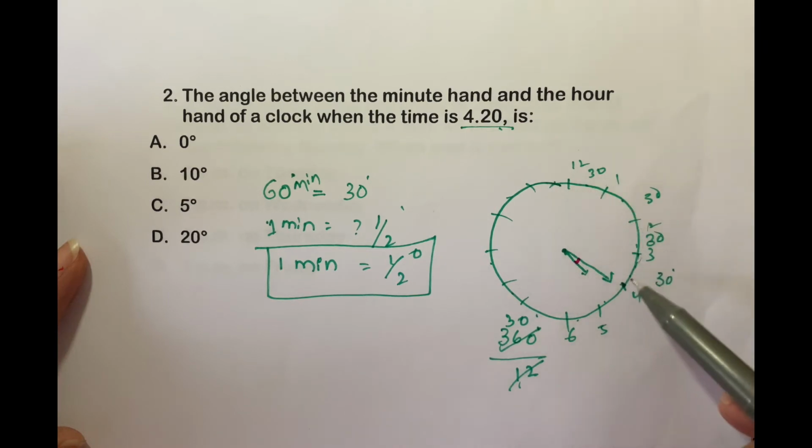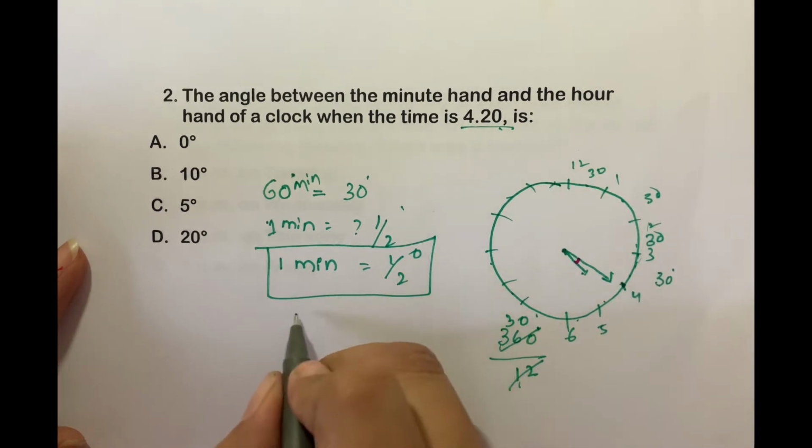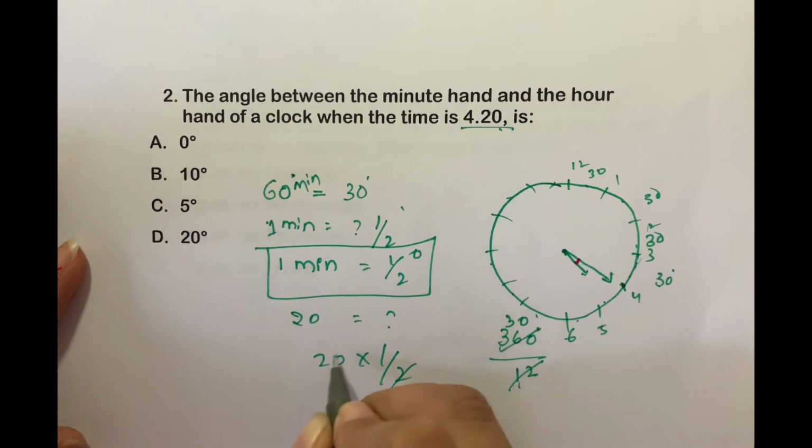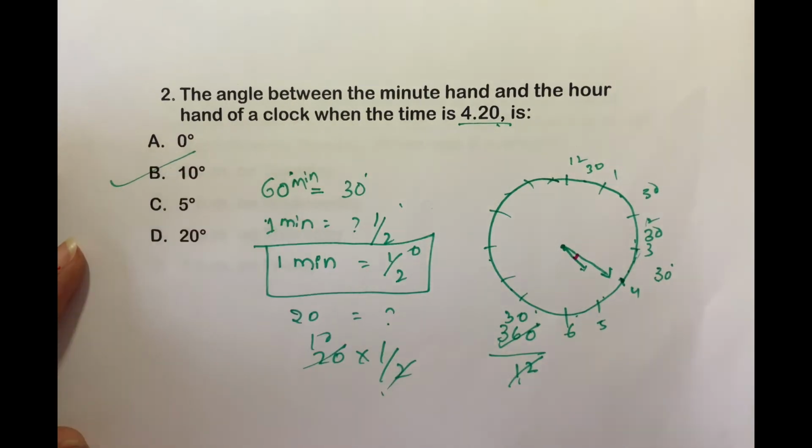The minute hand has covered 20 minutes. So 1 minute is half a degree. 20 minutes is how many degrees? It is just 10 degrees. Straight away you can answer.